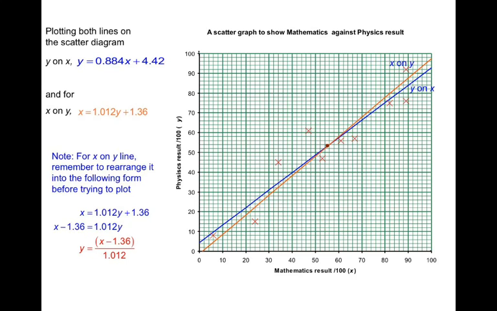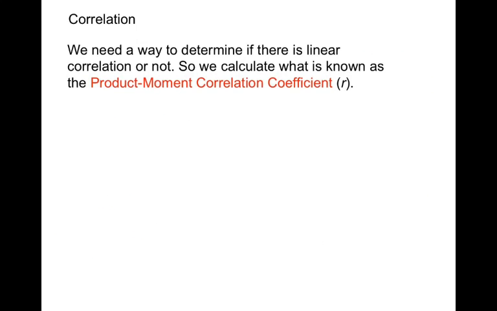Okay, so label the graphs, y on x, x on y. You can actually put the equation, there's the means. Okay, correlation. We need a way to determine whether there is linear correlation or not.